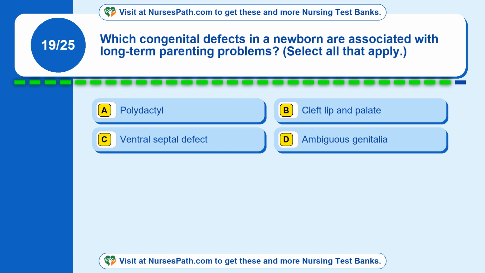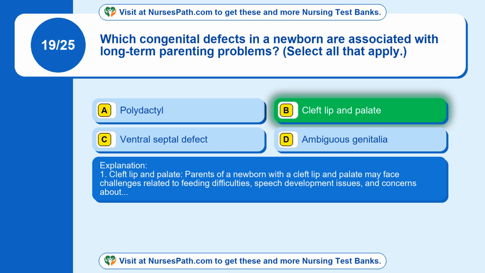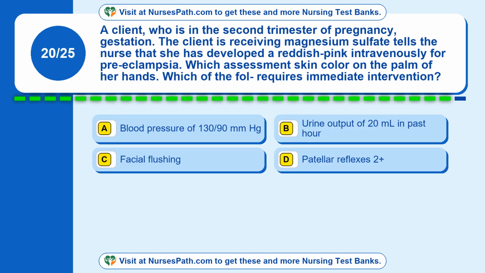Question 19. Which congenital defects in a newborn are associated with long-term parenting problems? Select all that apply. Option A, polydactyly. Option B, cleft lip and palate. Option C, ventricular septal defect. Option D, ambiguous genitalia. The correct answer is option B, cleft lip and palate. Parents of a newborn with a cleft lip and palate may face challenges related to feeding difficulties, speech development issues, and concerns about appearance.